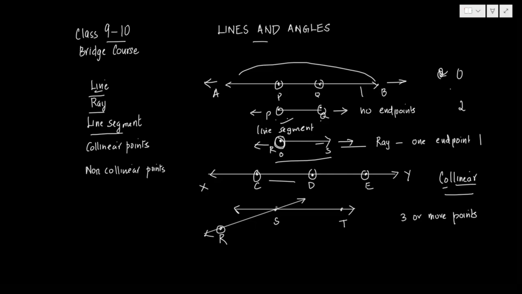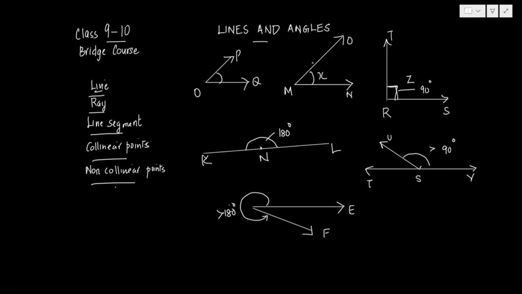Let us take these points here, R, S, and T. R and S are in one line, S and T are in one line, but R, S, and T, the 3 of them together, they are not in the same line. So they are not collinear points, or they are called non-collinear points. So collinear points are 3 or more points in the same line, and any 3 points not in the same line are non-collinear points.